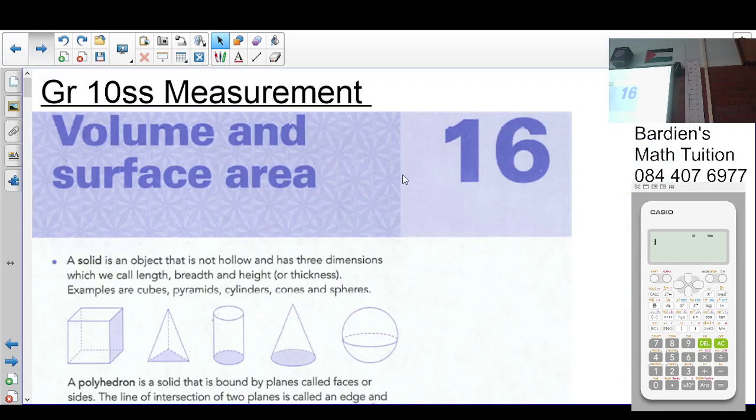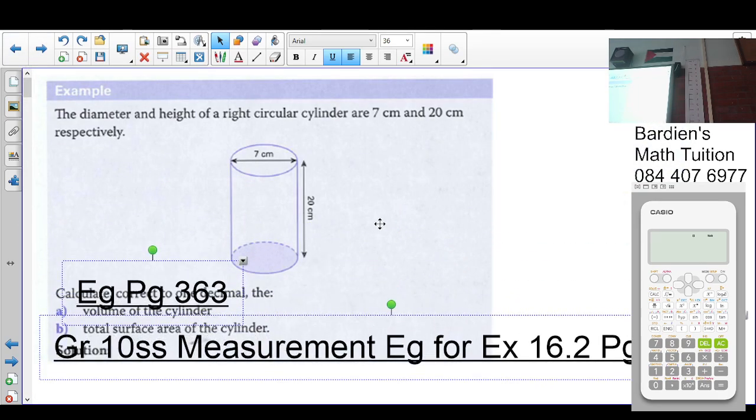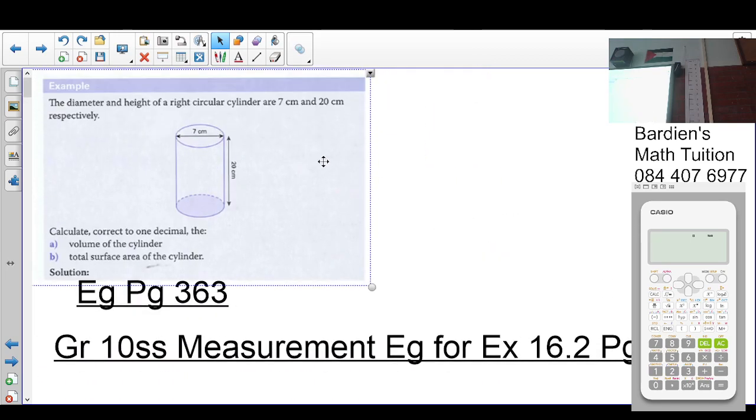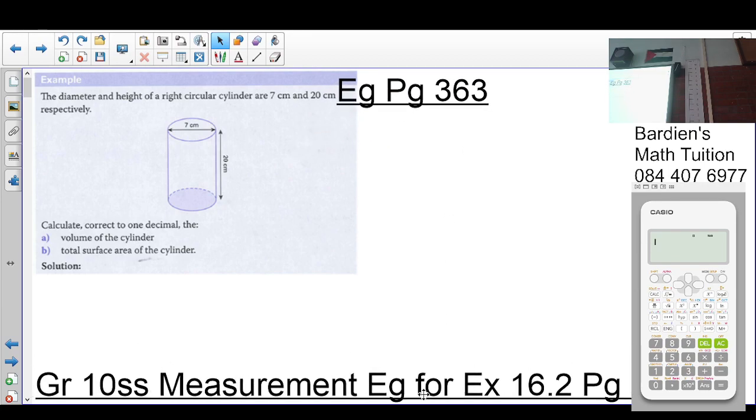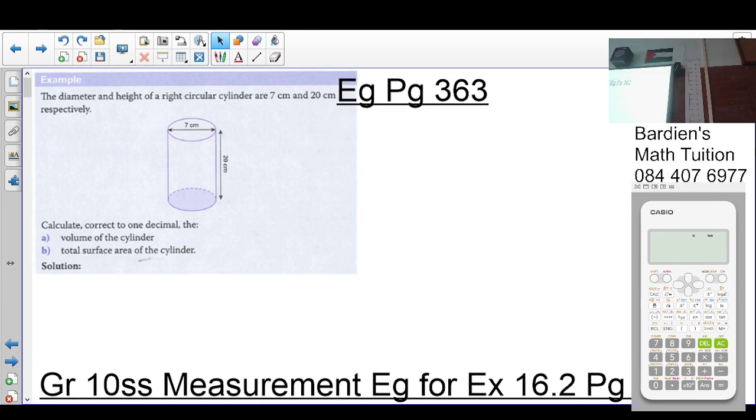So now we are on the next example, example 1 on page 363. People, the question says the diameter and the height of a right cylinder are 7 centimeters and 20 centimeters respectively. What does respectively mean? It means in that order. So the diameter is 7, whilst the height is 20. That's when it says respectively. Calculate the volume correct to one decimal place.